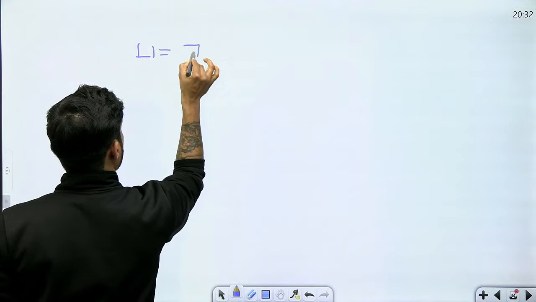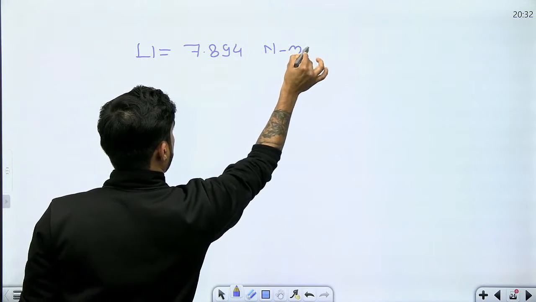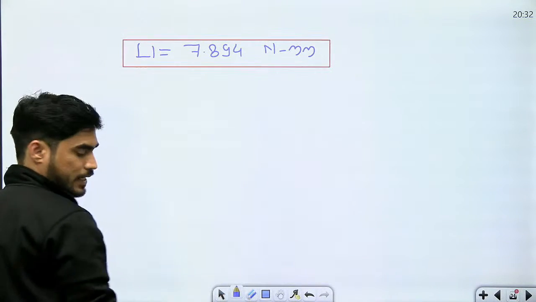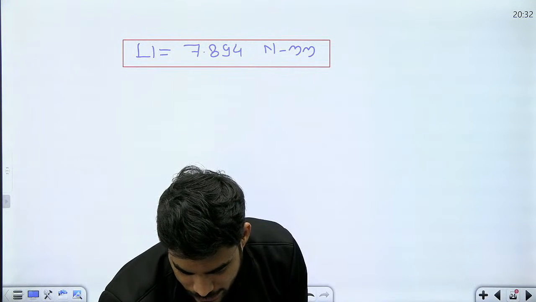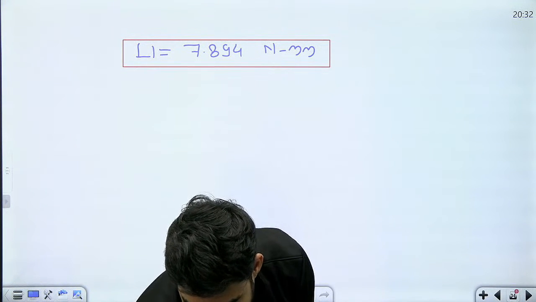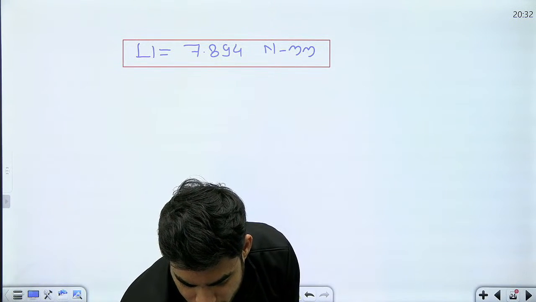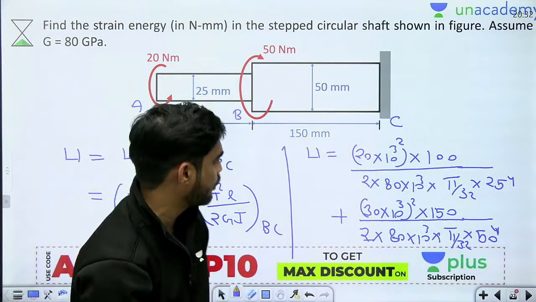U will be equal to 7.894 Newton mm. I don't know where the others' calculations are going. Some people are getting answers in mm. Yes, 7.894 Newton mm, yes Gopala Krishna. Other people are getting 20.66, Gopala Krishna is getting 7.894.